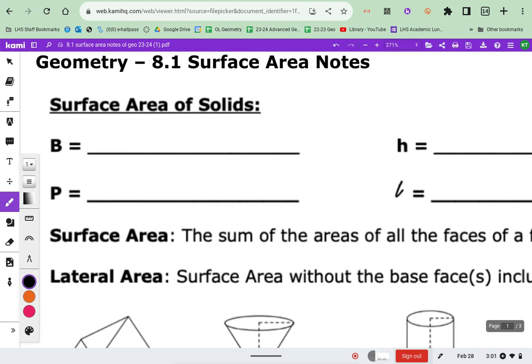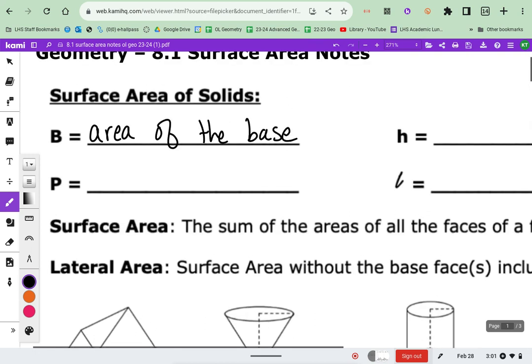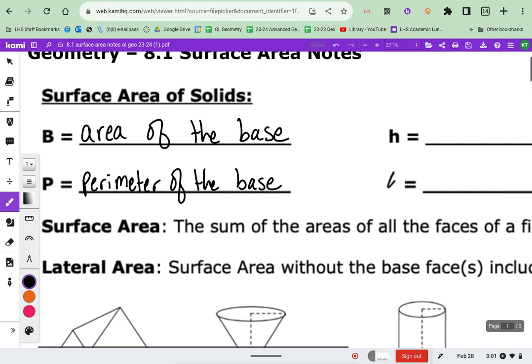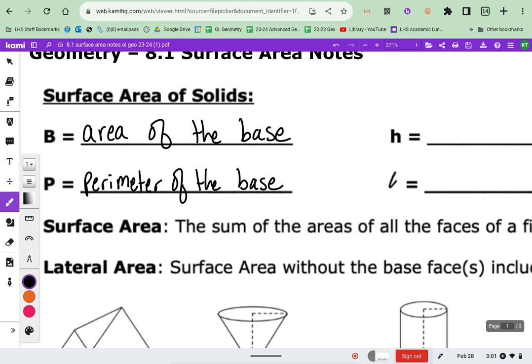So capital B stands for area of the base. So if your base shape is a triangle, you'd find the area of that triangle. If your base shape is a square, you'd find the area of that square. Similarly, capital P means perimeter of the base. So remember, perimeter is just adding up all the sides of whatever your base shape is.